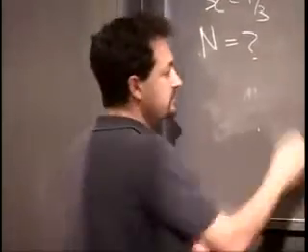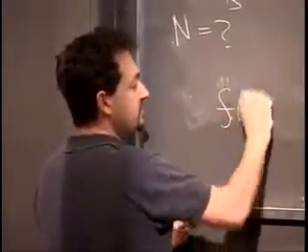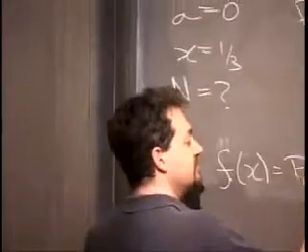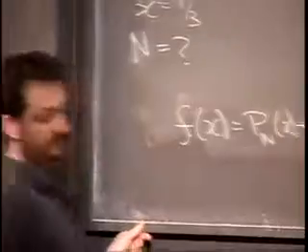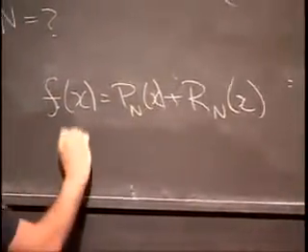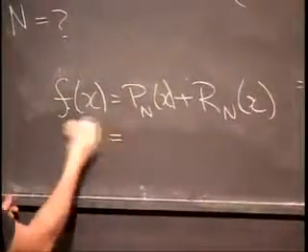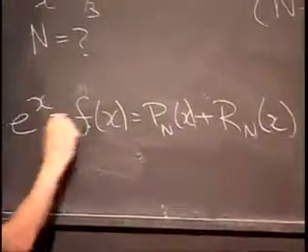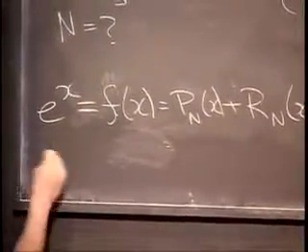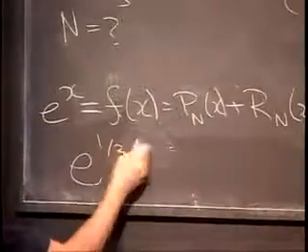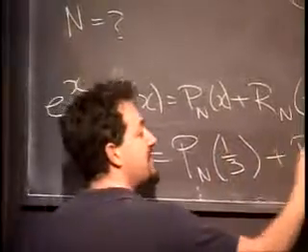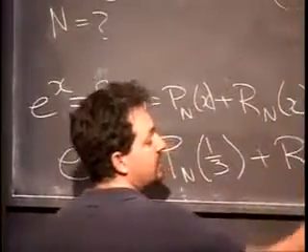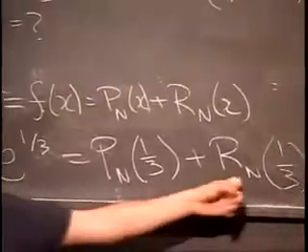Now, let's just remind ourselves what we're doing here. We are writing f of x is Pn of x, which is the Taylor polynomial, plus Rn of x, which is this error term. And f of x is just e to the x. So maybe I'll write this like this. And then we're going to put x equals 1/3. And we're going to get e to the 1/3 is Pn of 1/3 plus Rn of 1/3. This is the approximation, and this is the error.